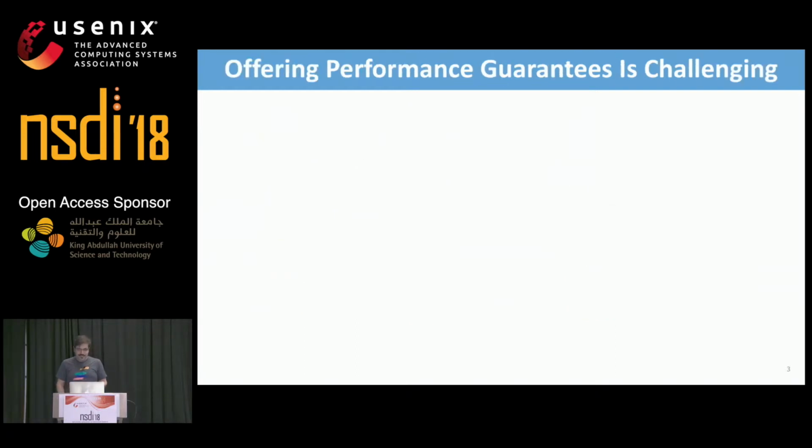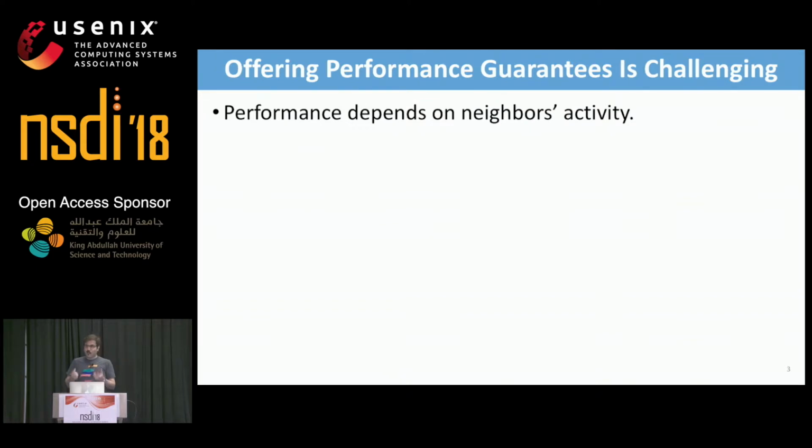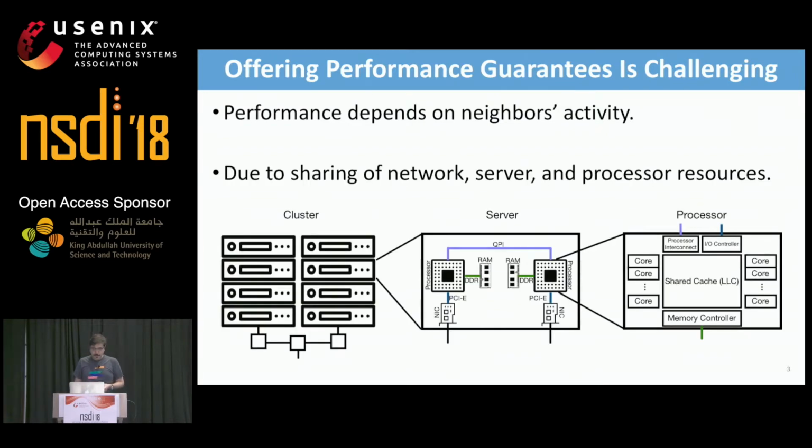While it brings about a lot of good things, including flexibility in deploying and developing these functions, it brings about new challenges. One of the key challenges is that offering performance guarantees before was not easy. It's even harder now. The crux of it, and why it is different from the fixed function hardware model, is that performance depends on neighbors' activity. If you have functions co-located with other functions on the same box or sharing the same resources, they'll have different performance. And this, in turn, is because of the sharing of a lot of resources: network resources, servers, resources inside the server, and down to processors, resources inside the processor.